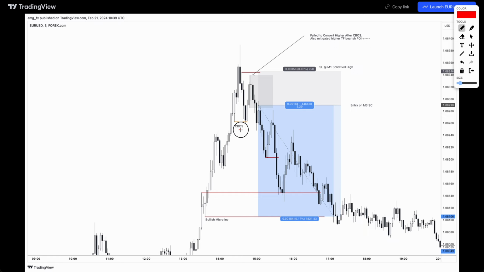Then we have our CBOS. Price pushes higher, fails to convert, pushes lower, right? I take the entry on this M3 POI with my stop on this M1 solidified high. There is a solidified high on that point there, so I had my invalidation there. Could have had it here as well to be extra conservative, but I think that was totally fine.